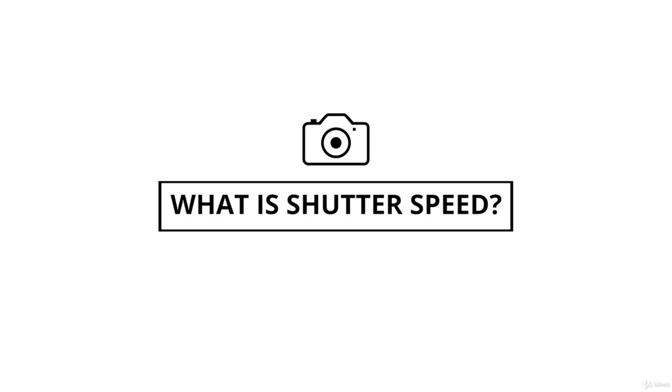In this lesson, you'll learn what shutter speed is and how it affects your exposure. It is also a way you can creatively blur or freeze motion in your composition. Once light travels through your camera's lens and through the aperture, it goes through your shutter.